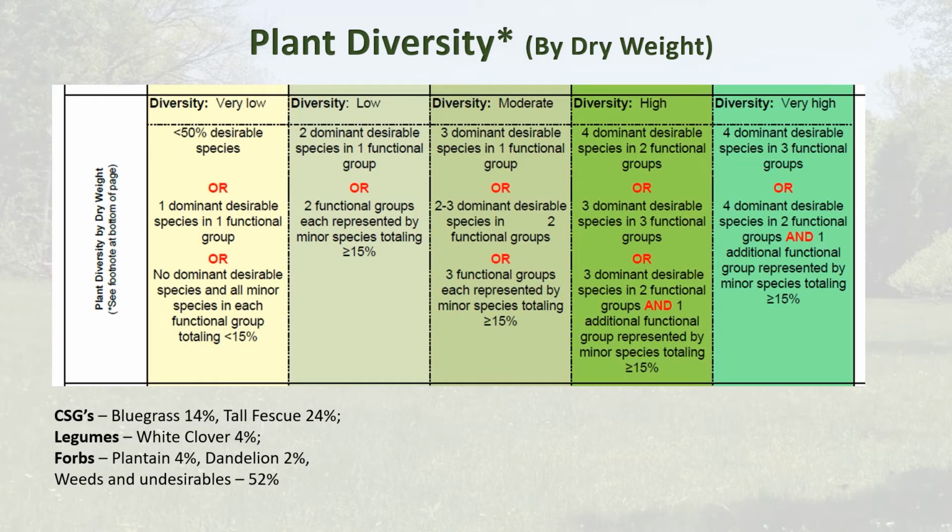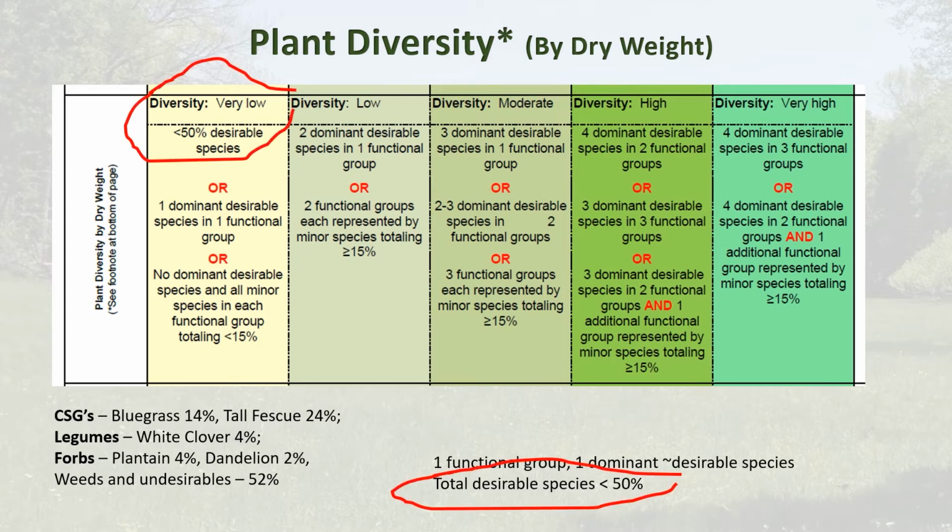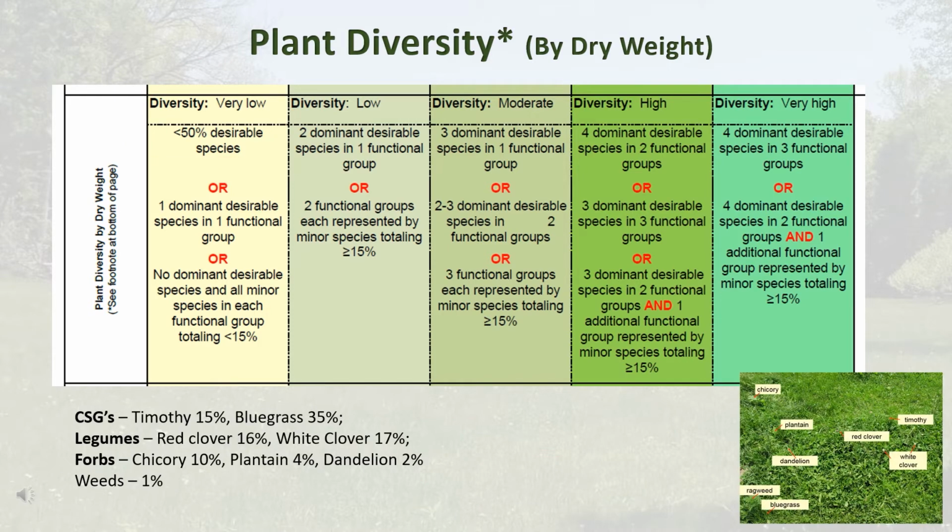This example has a fairly high percentage of undesirable species, actually 52%. If desirable species are less than 50%, or in other words, undesirables are over 50%, then it's automatically a score of 1. In this example, there are 4 dominant desirable species that are over 15%, timothy and bluegrass, and the red clover and white clover.